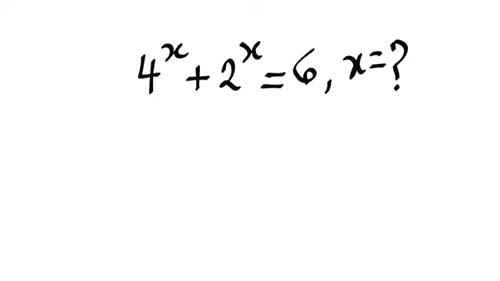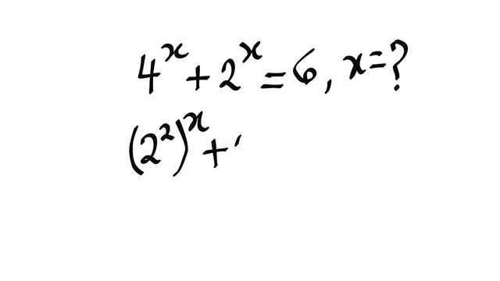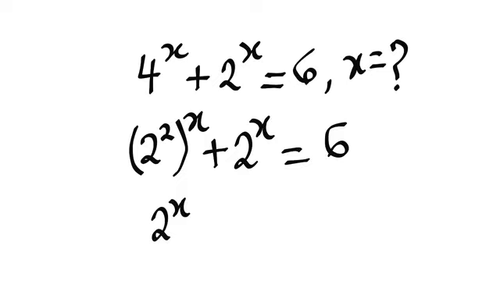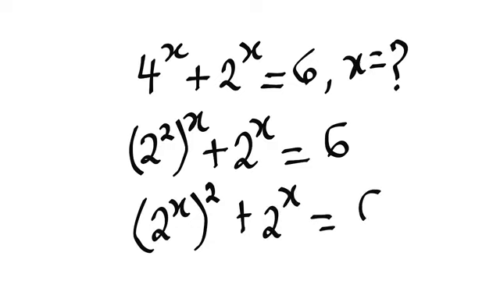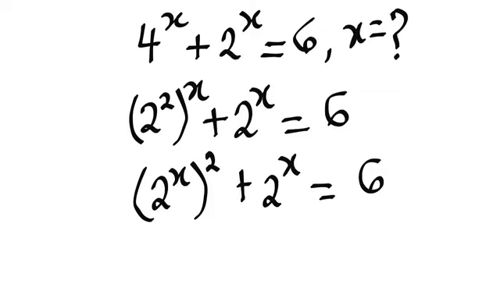Today's tutorial, we're going to solve this problem here. So therefore, I'm going to rewrite this equation in this form. If we have this, we're going to have 2 to the power of 2, which gives us 4. We have 2 to the power of x plus 2 to the power of x equals 6. Then we let the 2 come outside, plus 2 to the power of x equals 6.